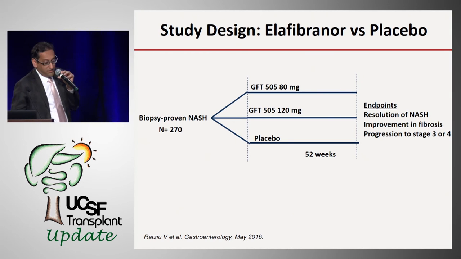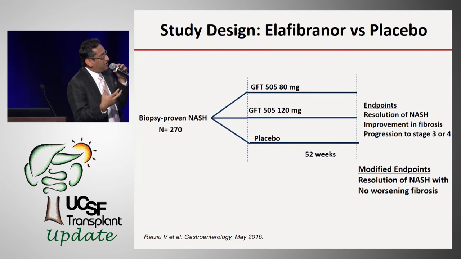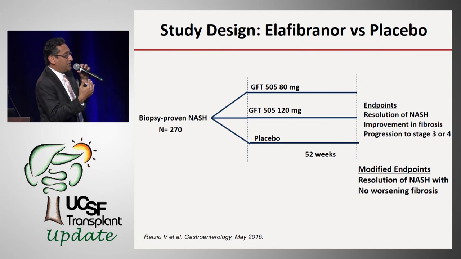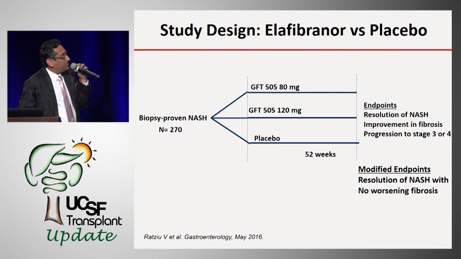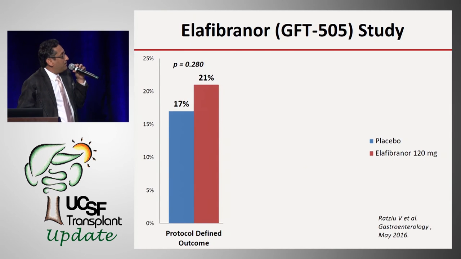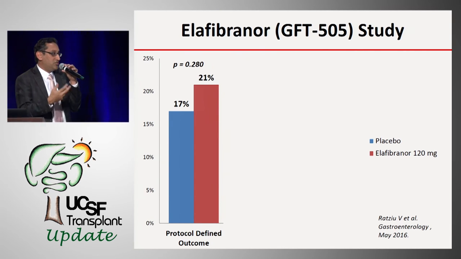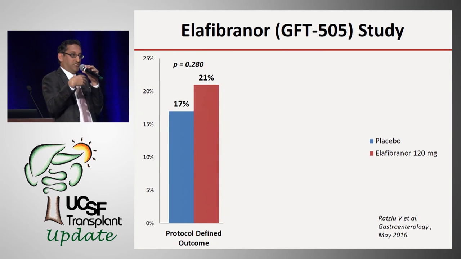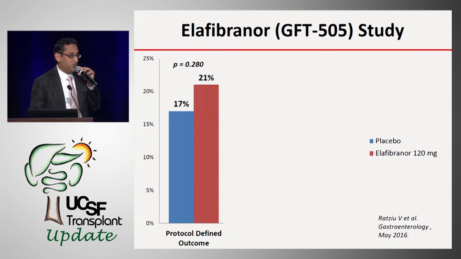So after the study was done, they changed to a modified endpoint: the normal resolution of NASH with no worsening fibrosis. The 80 milligram of GFT did not have any benefit, so I'm just showing the comparison between placebo and 120. The protocol-defined outcome, which was resolution of NASH and no worsening of fibrosis to stage 3 or 4, was not statistically significant. It was 21% of patients in the 120 milligram arm and 17% in the placebo arm.